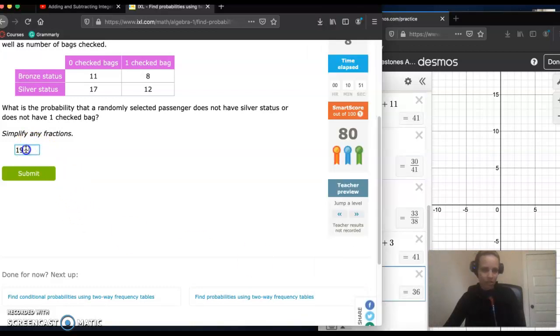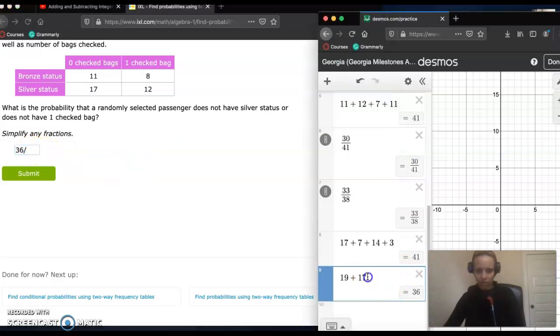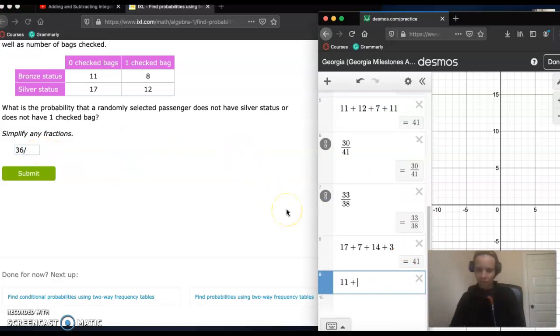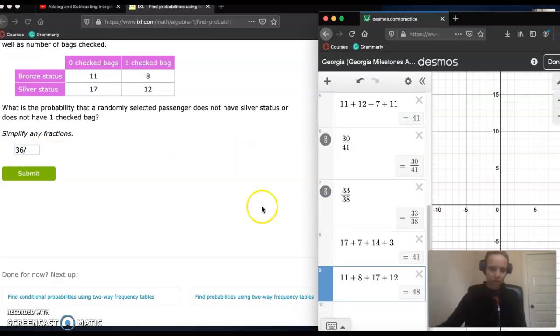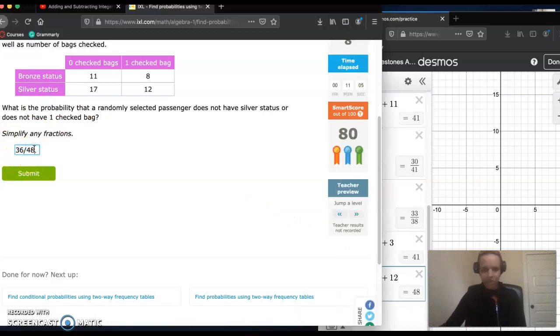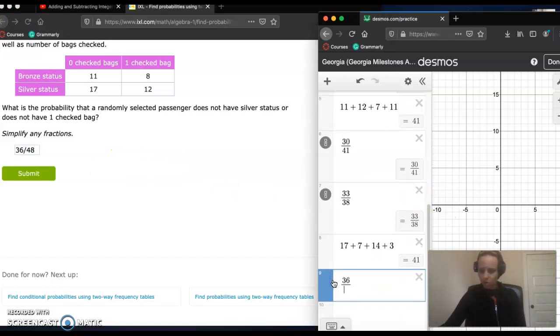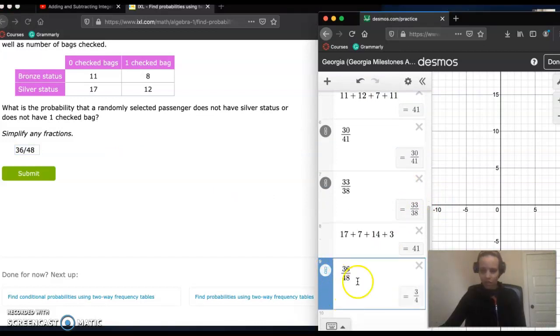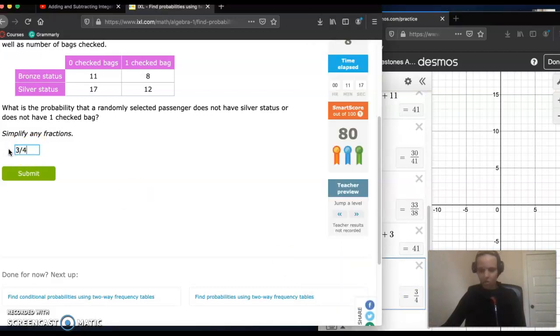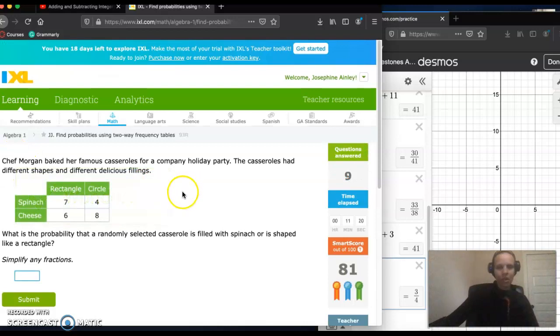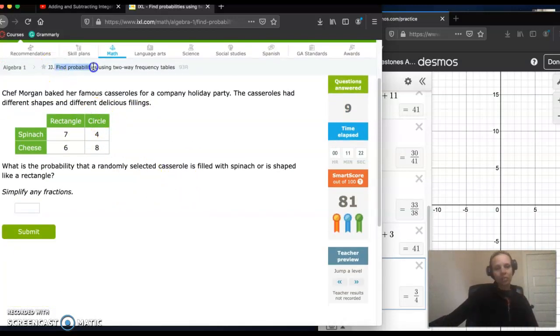So it's 36 over my total. 11 plus 8 plus 17 plus 12. So 48. And again, you're going to put this in Desmos to make sure that it's as simplified as possible. So 36 divided by 48. And then, oop, you see that? 3/4. So this one does simplify. So just make sure you put it on Desmos on each one so you don't get it wrong. All right. And that's pretty much it on how you find probabilities using two-way frequency tables.